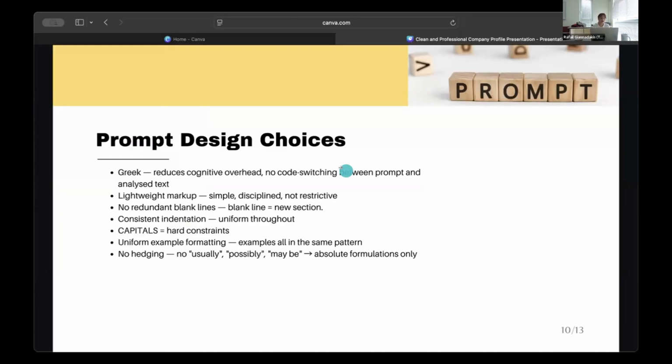I wrote the whole prompt in XML and it didn't work. The prompt is written in Greek, not in English. I tried the English version. I've tested. It is in Greek because the corpus is in Greek and the annotation guidelines are Greek. And switching languages mid-process creates a necessary overhead for the model. So proximity between the prompt and the analyzed text matters.